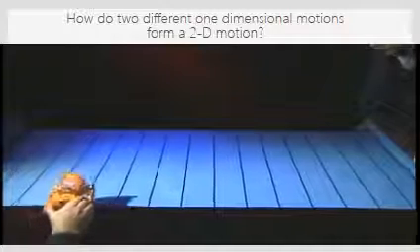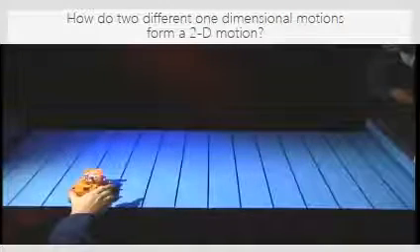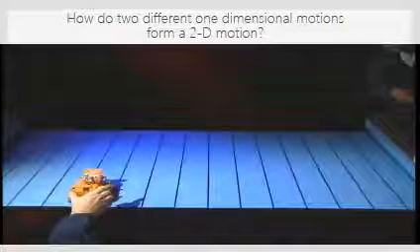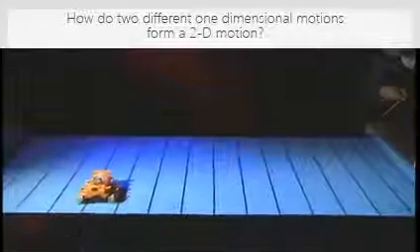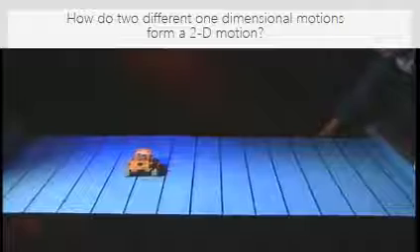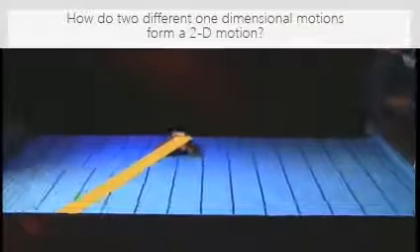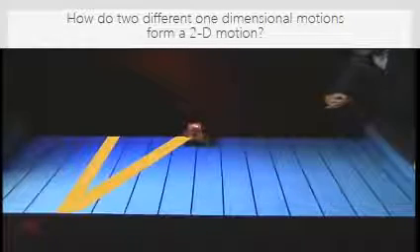This time, the sheet will be pulled to the right at half the speed of the bulldozer. What will the path of the bulldozer be? The bulldozer moves at approximately 27 degrees to its previous path.